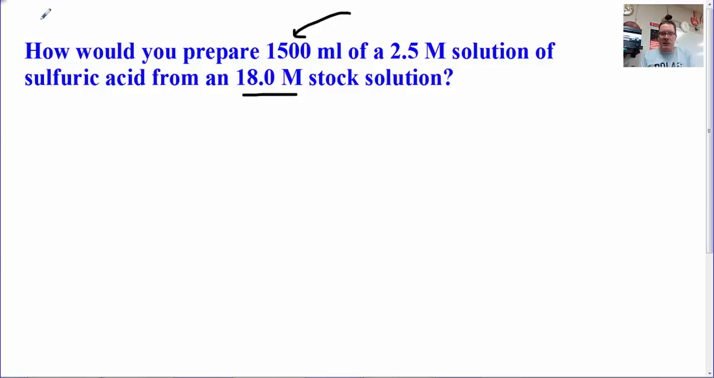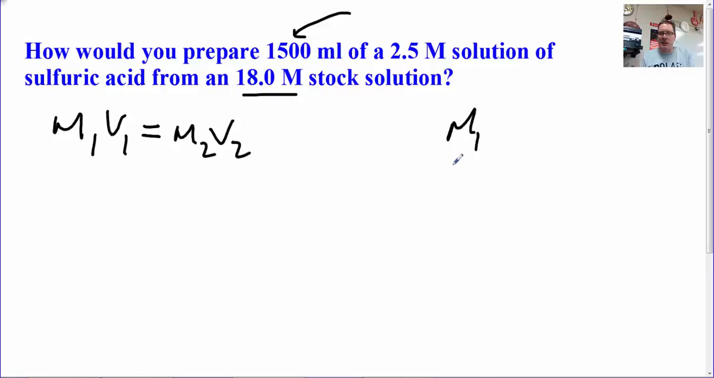It still starts with the formula M1 V1 equals M2 V2. And oftentimes, wherever you want to do it on the side, it might be a good idea just to list out M1, V1, M2, V2, and write out what they are so you plug things into the right area. I always suggest that as a good thing.